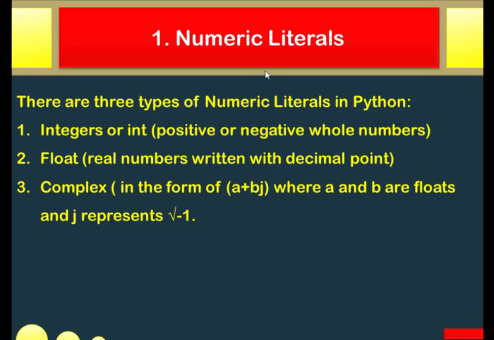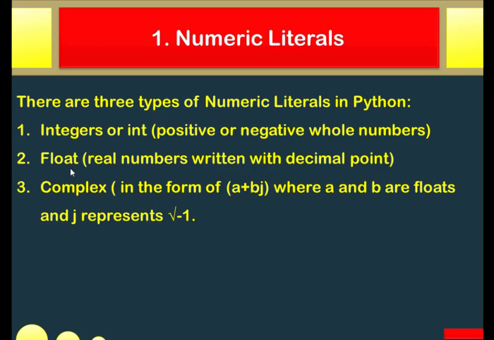So numeric, related to the numbers. So 3 types of numeric literals are there. One is integer, or that we call int, positive or negative whole number: 1, 2, 3, 4, -2, -5. Okay, so these are the integers.